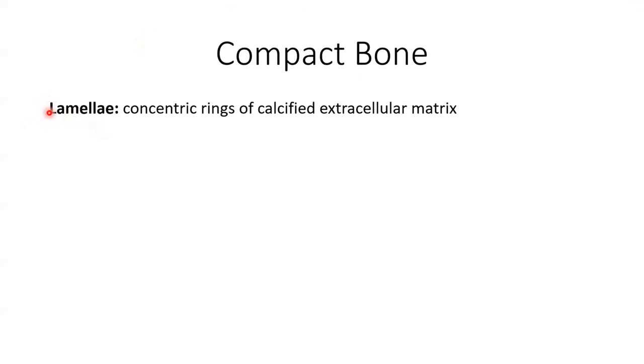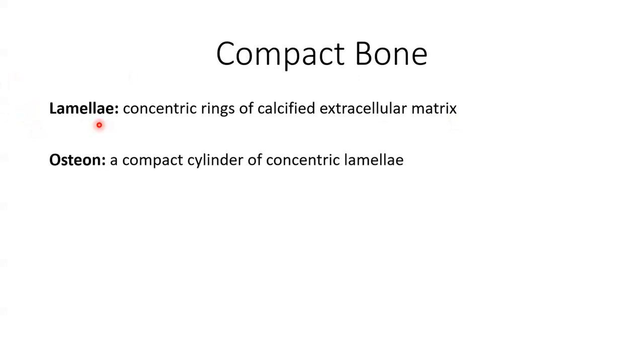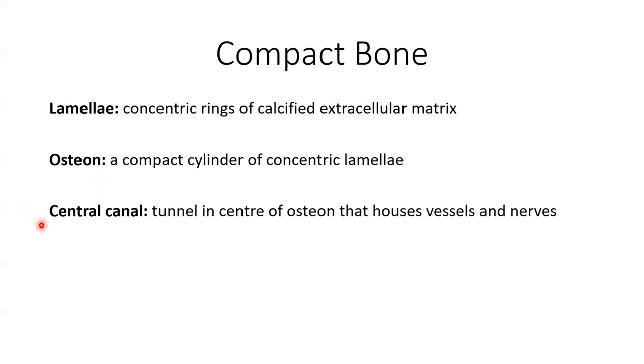But our lamellae are those concentric rings of calcified extracellular matrix. So those single rings within an osteon are called our lamellae. We then have an osteon. So that's a compact cylinder of concentric lamellae. So when all of those rings of lamellae are joined together, it forms that pillar of bone. That's what we call an osteon. We have the central canal, and so that's the tunnel basically in the center of the osteon that houses the blood vessels, so the artery and the vein, as well as any nerves.